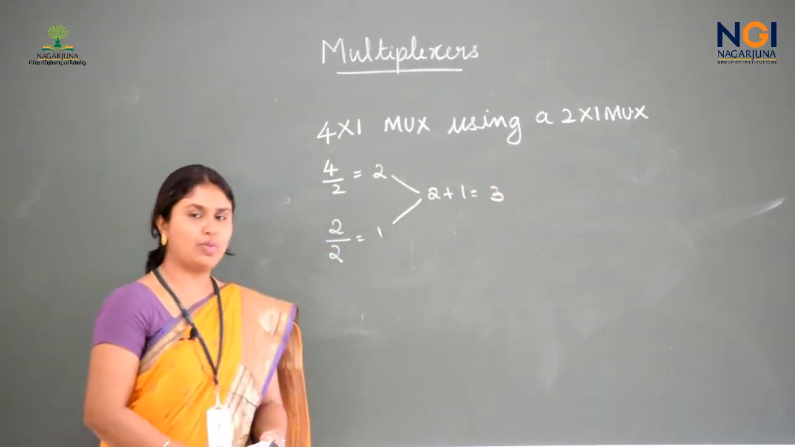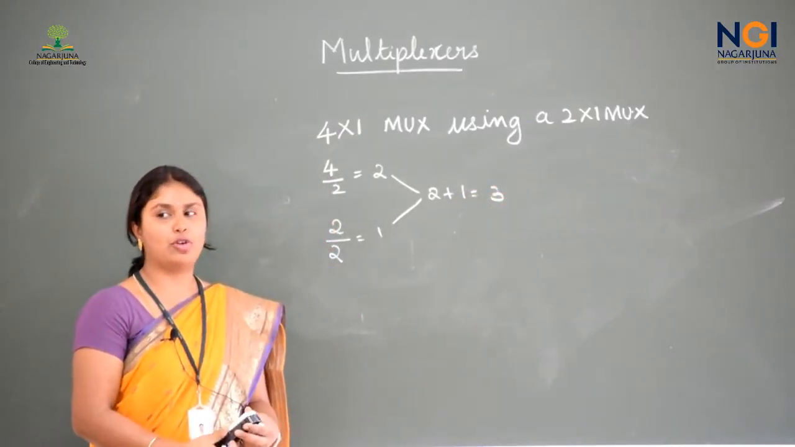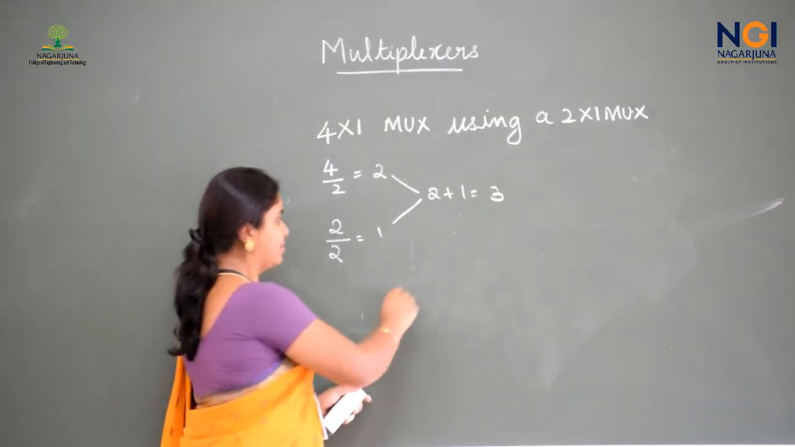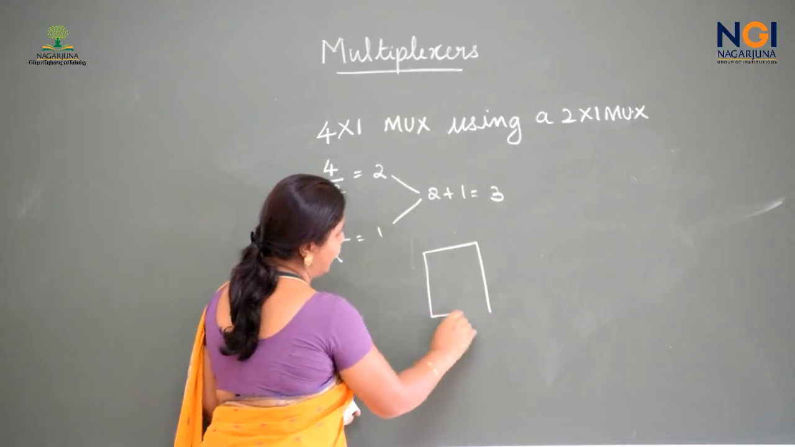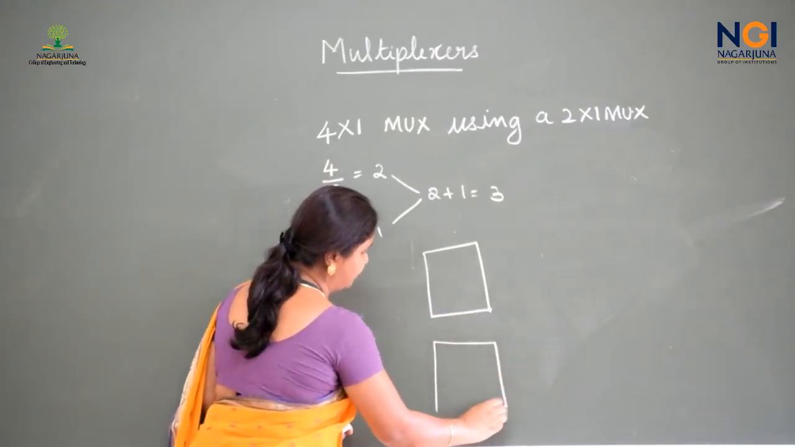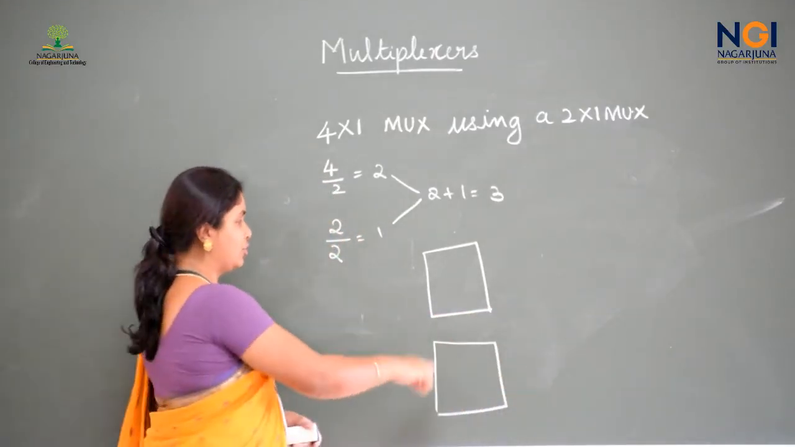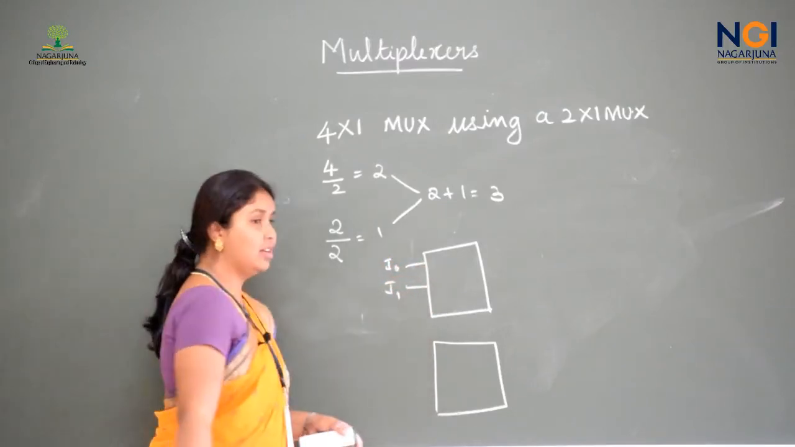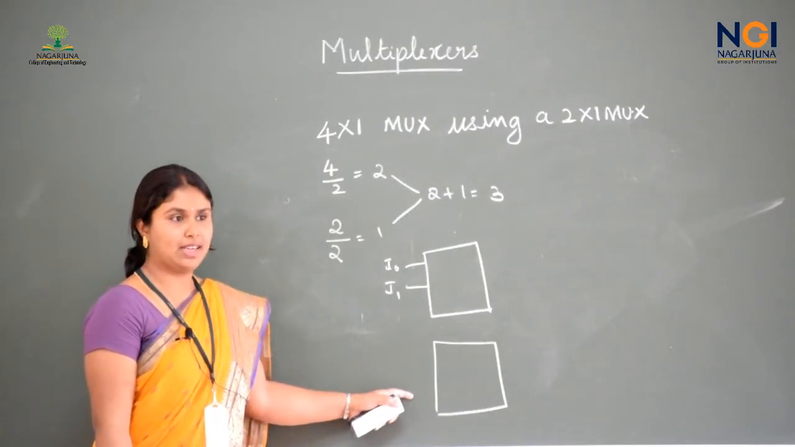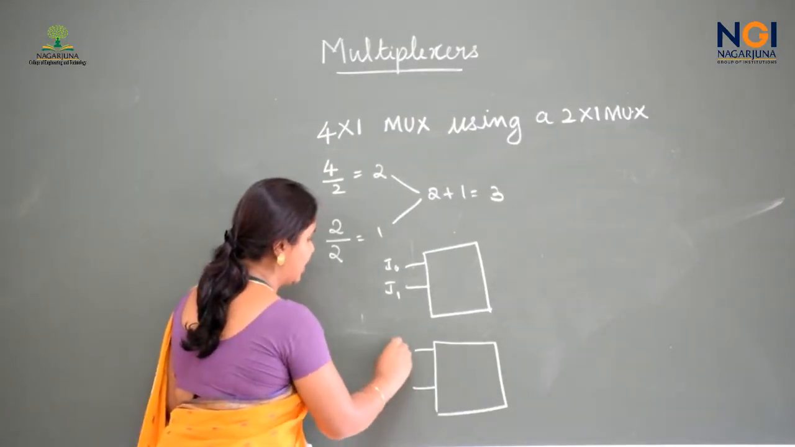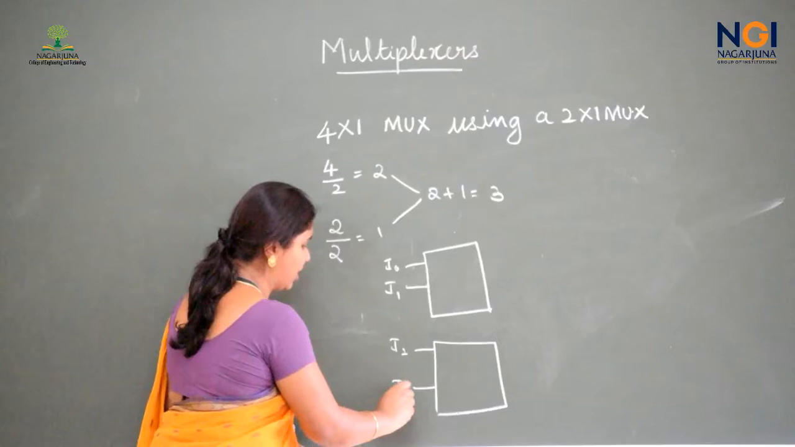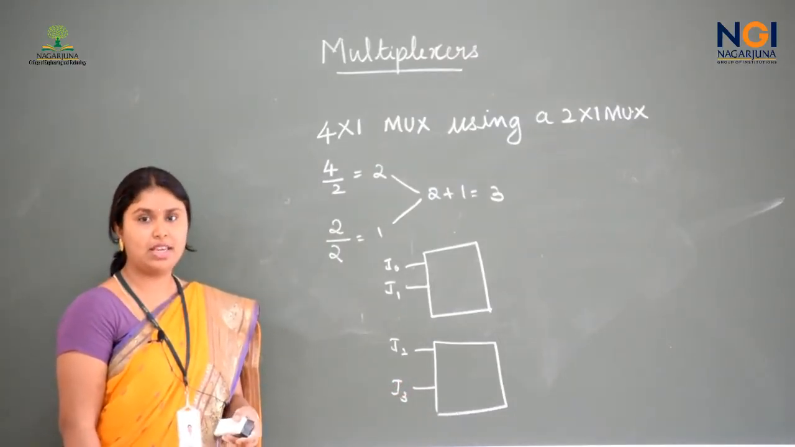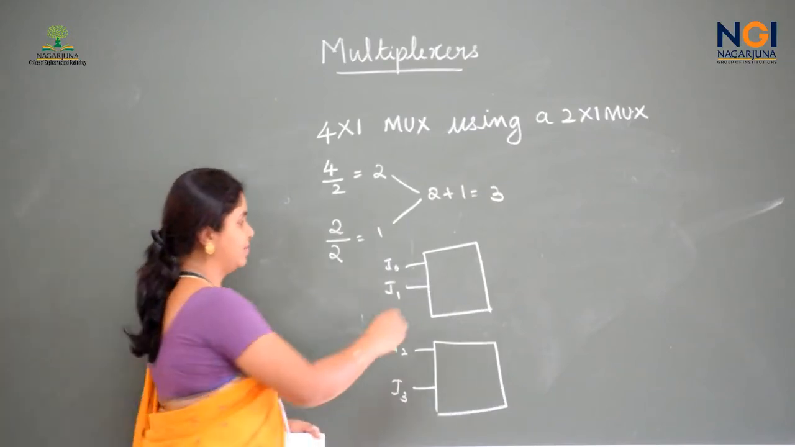3 2x1 multiplexers to build a 4x1 multiplexer. So, let us see how we obtain that now. In a 2x1 multiplexer, we are going to have 2 inputs. Let me call them I0 and I1. In the other 2x1 multiplexer, I am going to name the inputs I2 and I3, because in a 4x1 multiplexer, we are going to have 4 inputs, which is going to be I0 to I3.